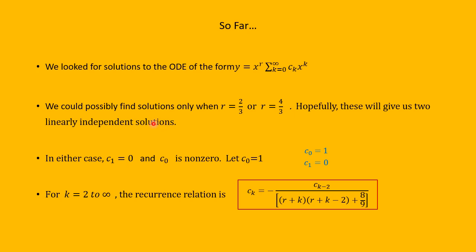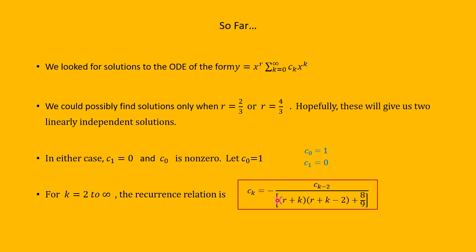We saw that in either case C1 had to be 0 and C0, by our assumption right at the beginning of this lesson, has to be non-zero. Let's let C0 be 1 for the time being. So for k going from 2 to infinity, we have this recurrence relation: C sub k equals this fraction, C sub k minus 2 divided by r plus k minus 2 plus 8/9.